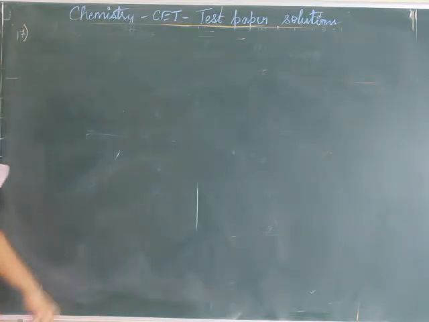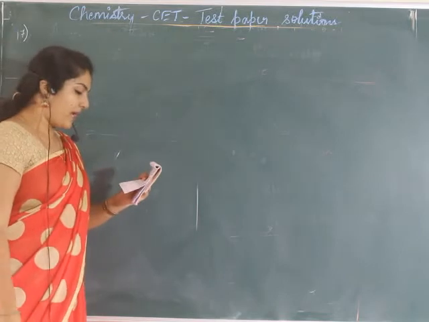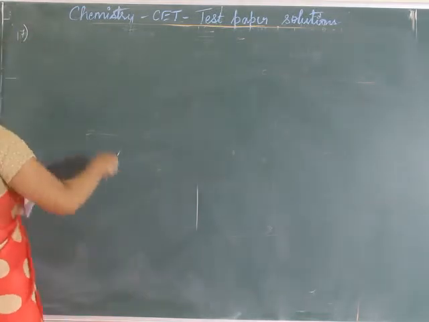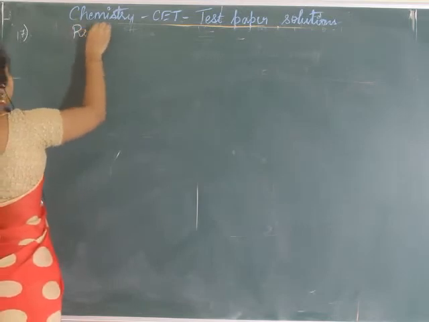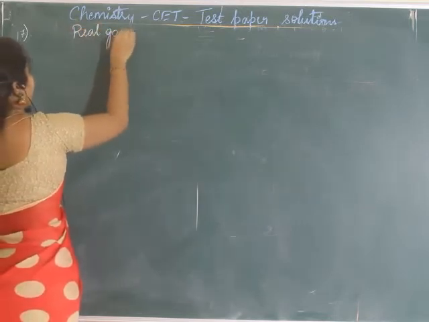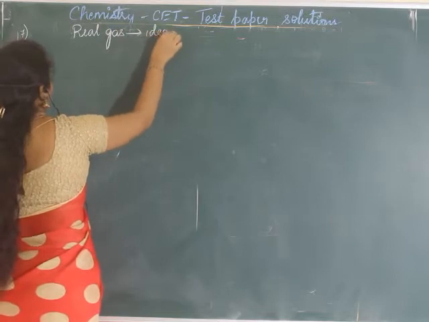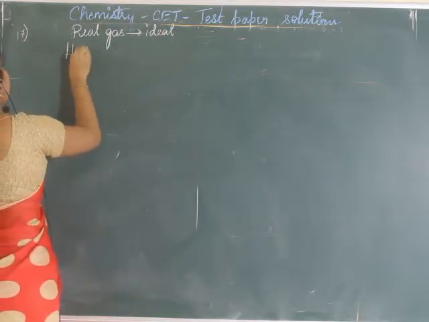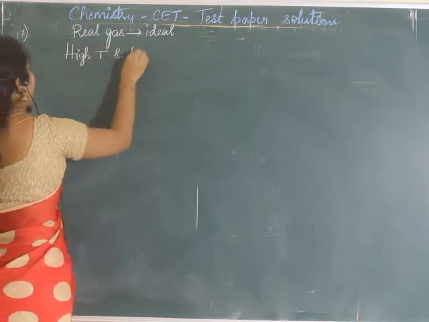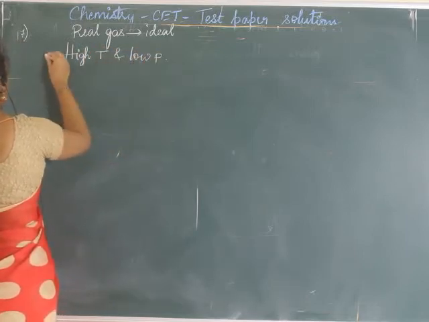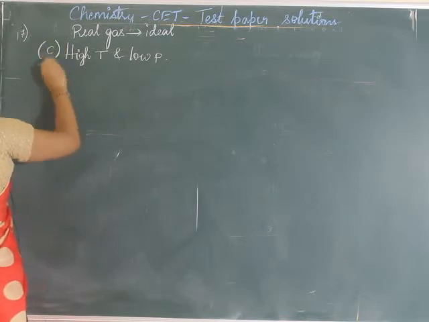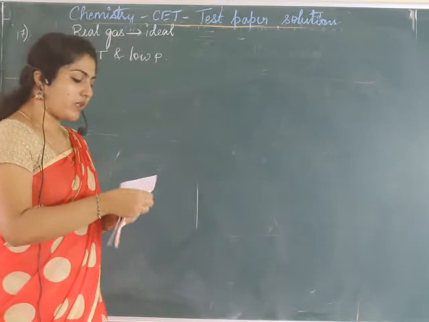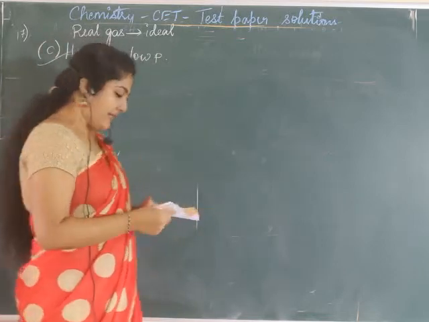Seventeenth one, a real gas tends to behave more ideally at a real gas. When does a real gas show ideal gas behavior? It is at high temperature and low pressure. So option C is the right option. At high temperature and low pressure, real gases behave as ideal gas.